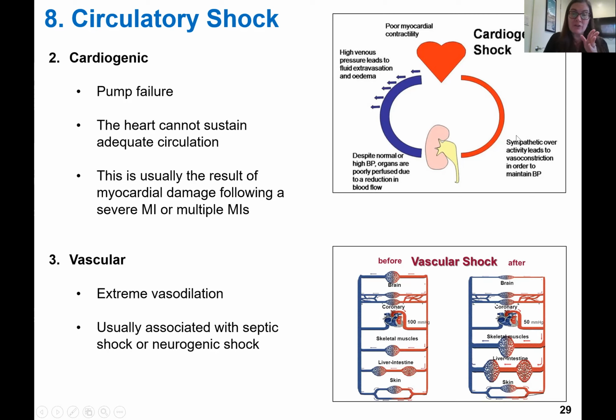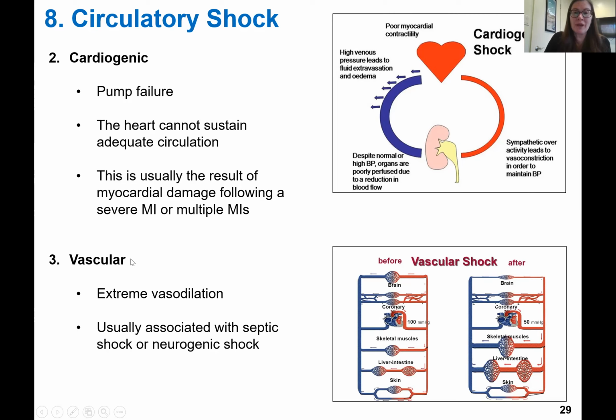So sympathetic overactivity, again, is going to increase the heart rate, and you're going to vasoconstrict to try to maintain the blood pressure, and the heart just can't keep up. So despite the normal or high blood pressure, you're going to get a lot of edema, and you're going to have poorly perfused tissue. Perfusion is the amount of blood that flows through a capillary bed. So poor perfusion, you don't get enough blood to the tissues, and you can get a lot of damage.